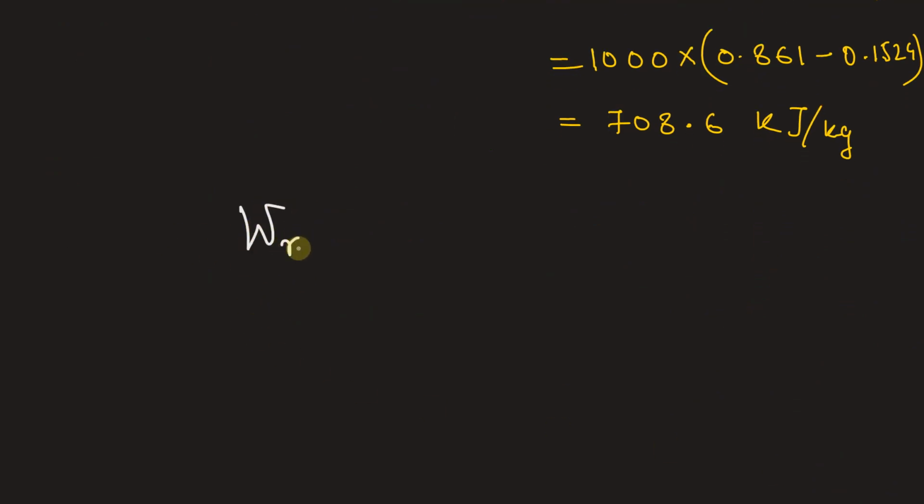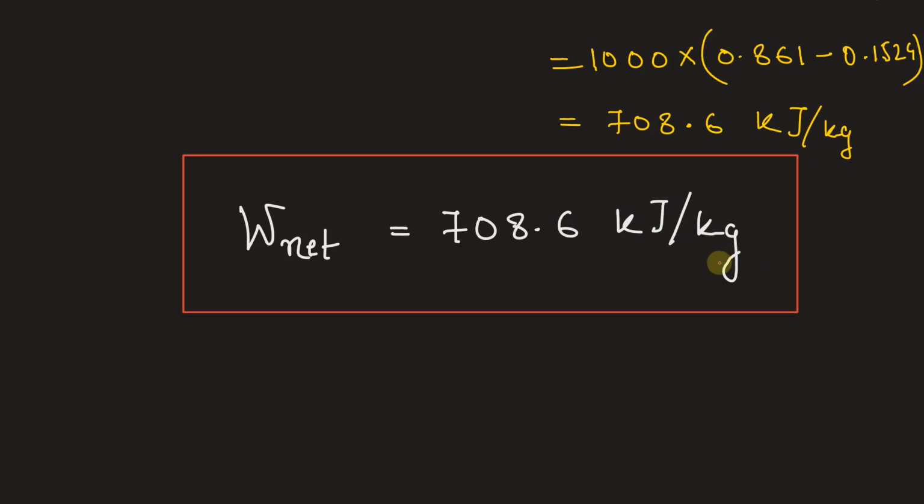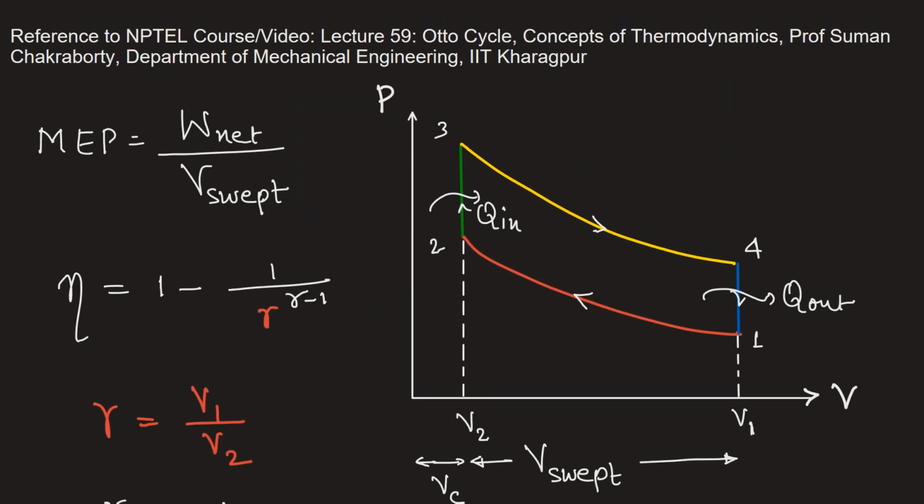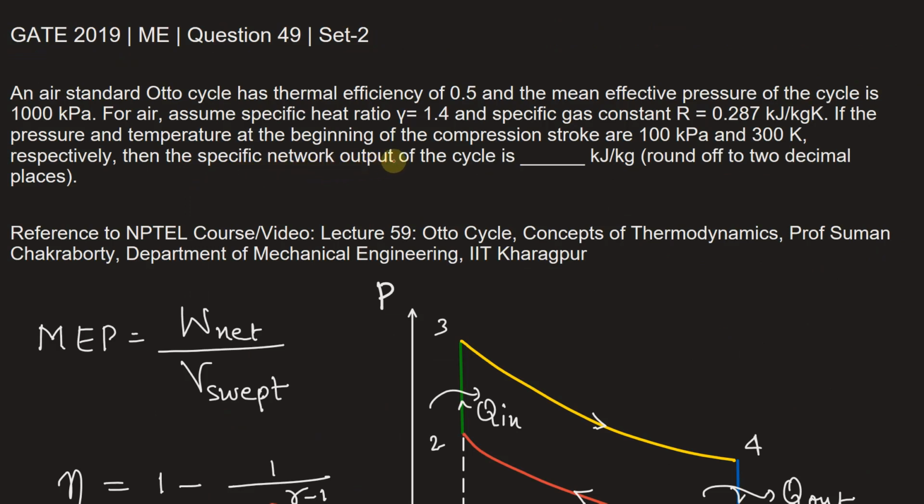So we can write the specific net work done, W net, is equal to 708.6 kilojoule per kg, which is the required answer. So let's go back to the problem. The specific net work output of the cycle is 708.6 kilojoule per kilogram.